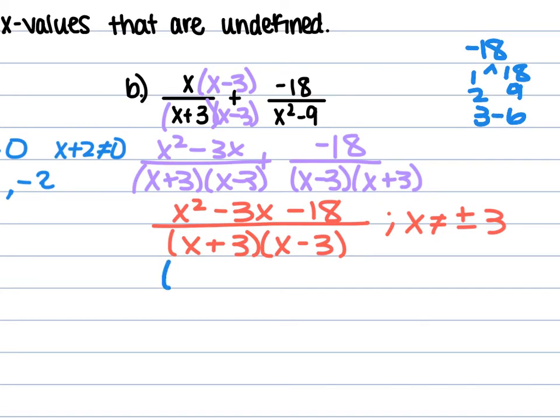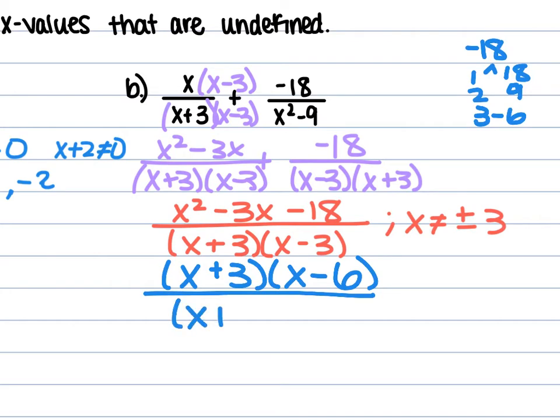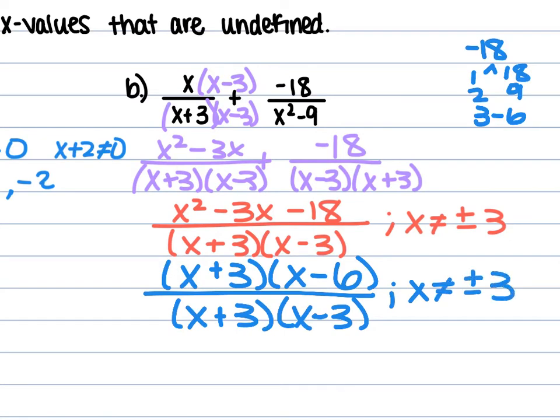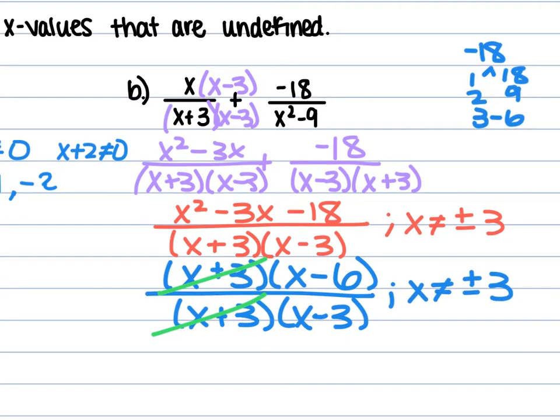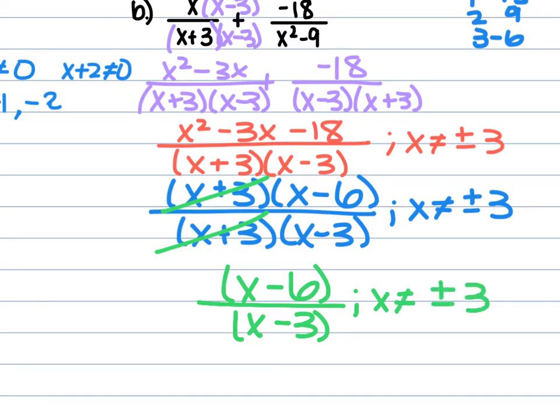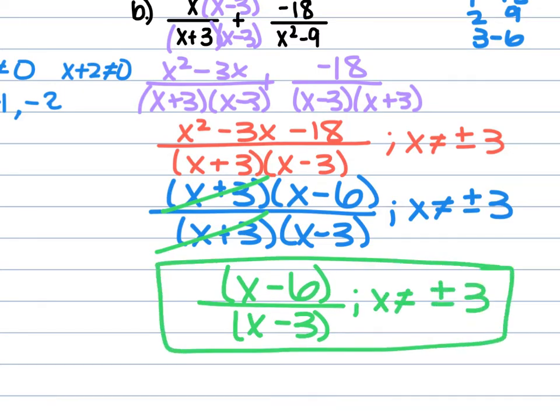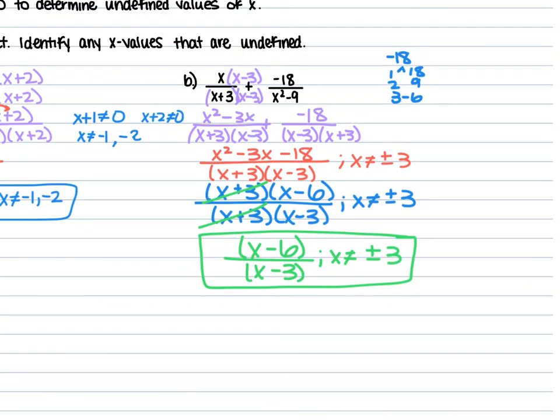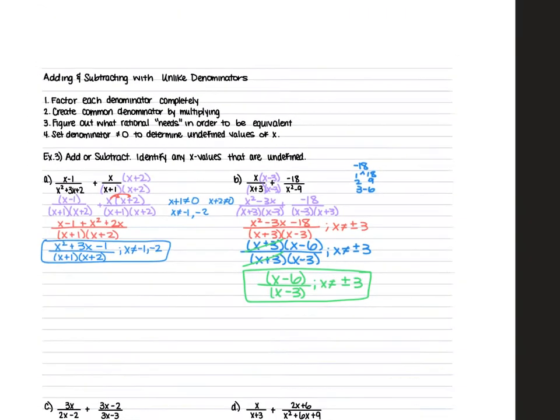So we're going to factor this out to be x plus 3 times x minus 6 over x plus 3 times x minus 3. And x cannot equal positive or -3. We have those x plus 3s that can cancel out, so we're just going to be left with x minus 6 over x minus 3, where x is not equal to plus or minus 3. So that one's a little bit more in depth there.